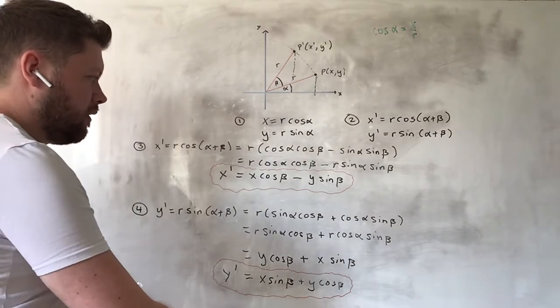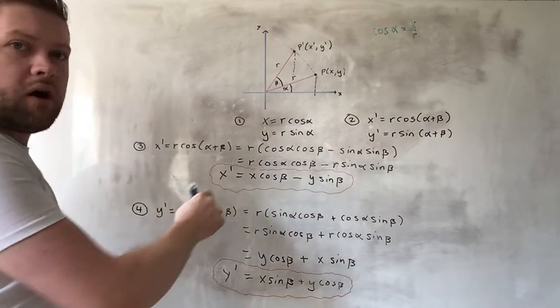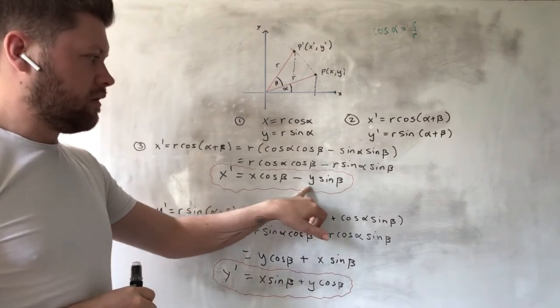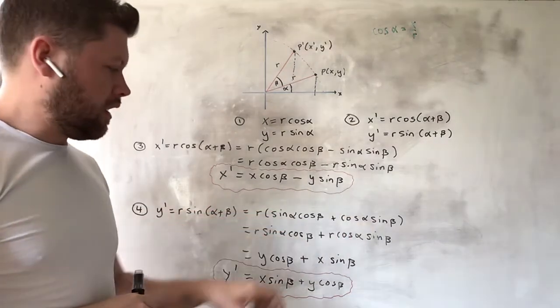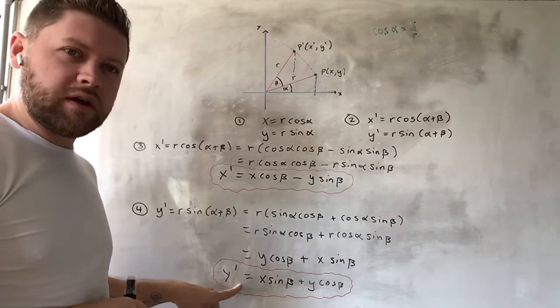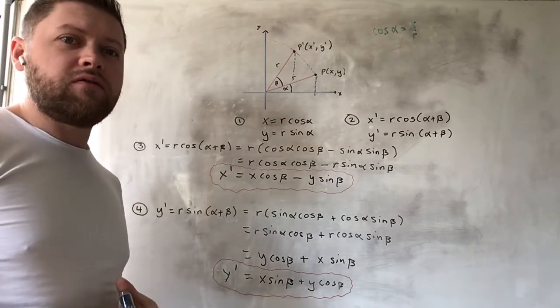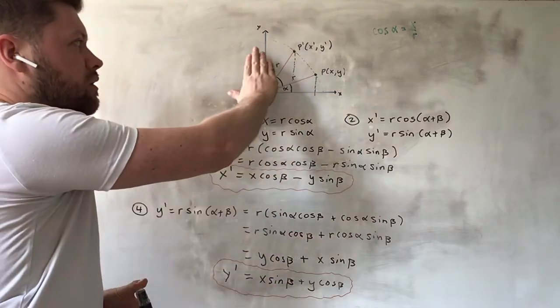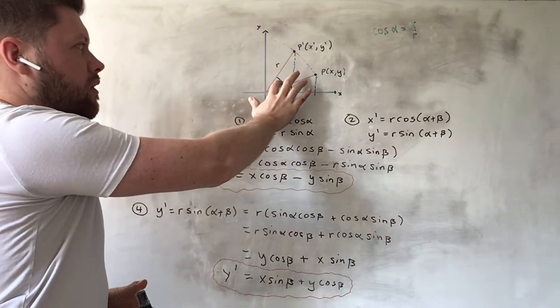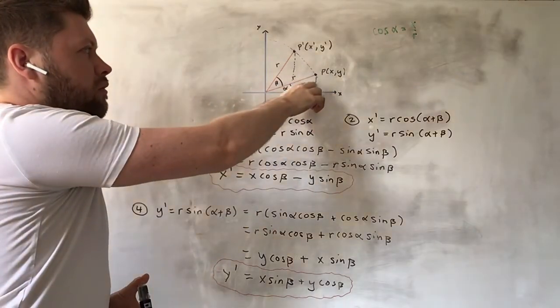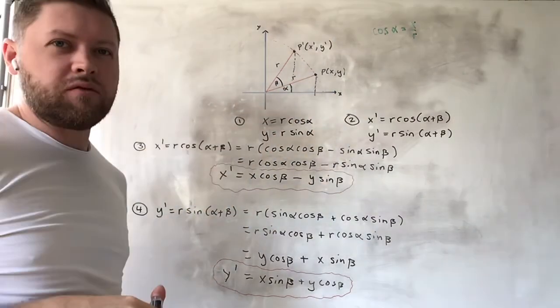Good. So our x coordinate gets transformed into this equation here. Okay, and our y coordinate gets transformed into this. So this is the general case for if you have a rotation of an angle beta of a point that was originally an angle alpha from the x-axis.